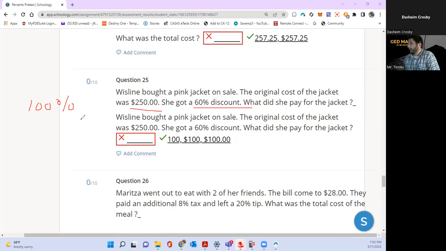Hold on, what'd you say? If the jacket costs $250 and you get a 60% discount, what percent do I have to pay? 140 or something, 150. Nope. Okay, 40%? 60% of 250 is, so 140.